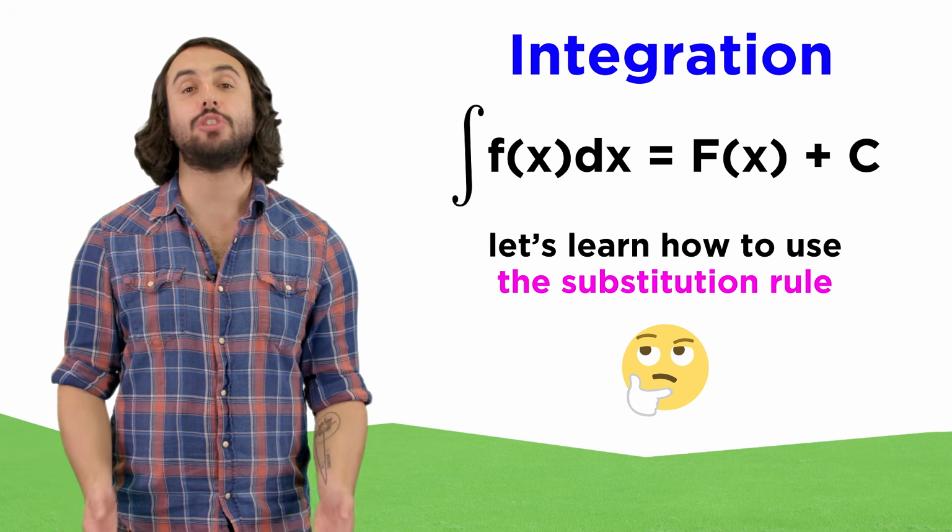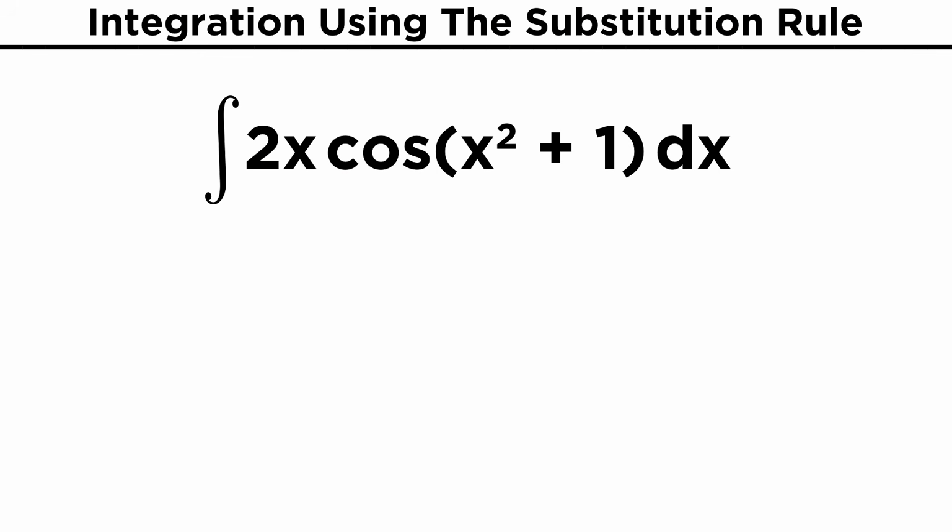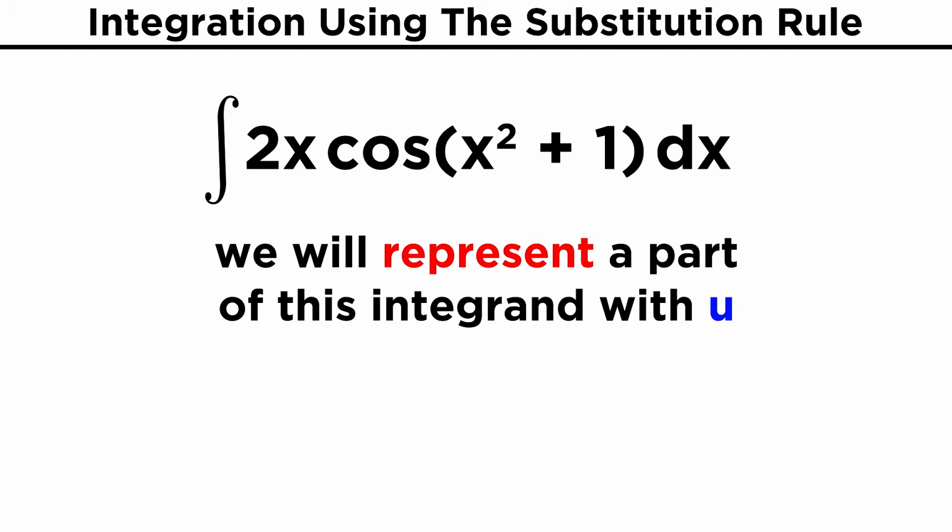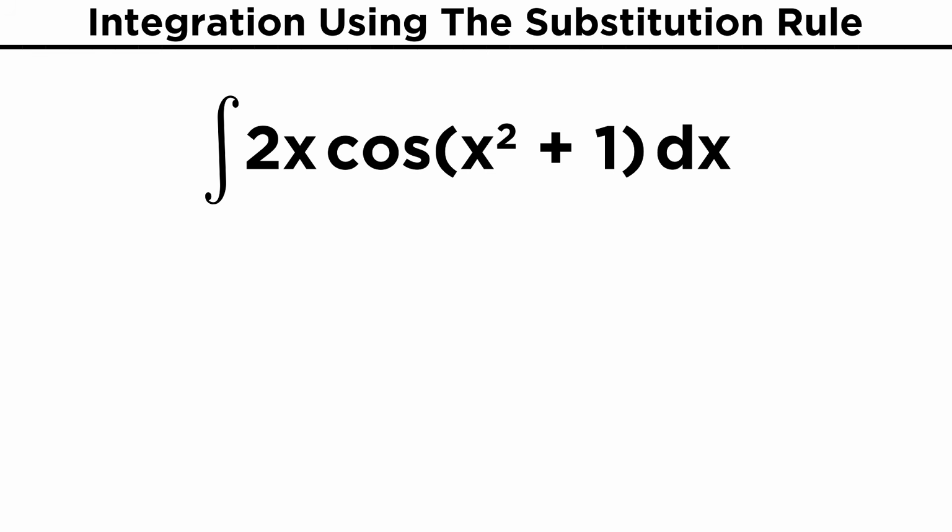called the substitution rule. The substitution rule allows us to take a complicated integrand and simplify it by representing some portion of it with the letter u. Take this problem, the integral of 2x times cosine of x squared plus 1. This looks like a mess. The cosine is operating on a sum, and it is also part of a product, so nothing we have learned so far will work here.